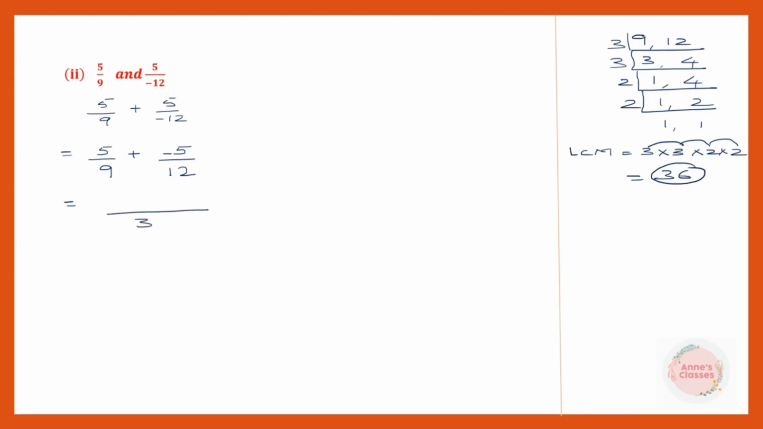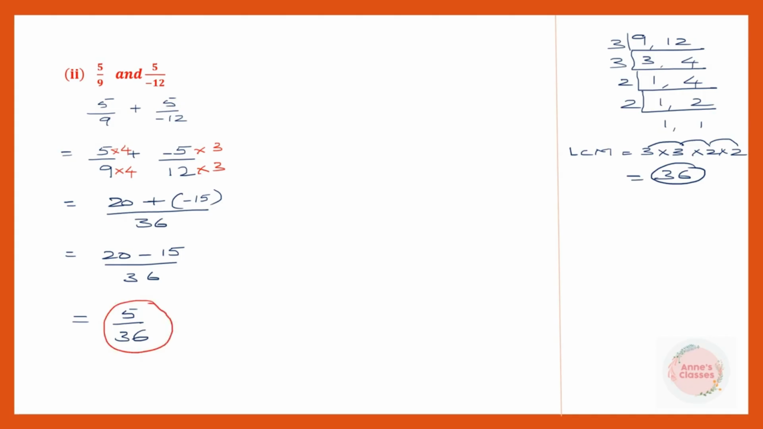So this is 36. Then we can use any method to find the numerators. Now here 9 fours are 36. So 5 fours are 20 plus, now here we have minus 5 by 12. Look at the denominator. Denominator is 12. 12 threes are 36. So multiply this also by 3. Minus 5 into 3 is minus 15. So this is minus 15. So this becomes 20 minus 15 by 36. So 20 minus 15 is 5. 5 by 36. So what did we do? We added this in the same order as it's given in the question and we got 5 by 36.